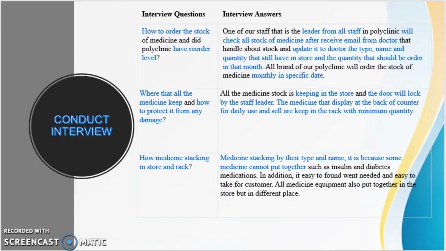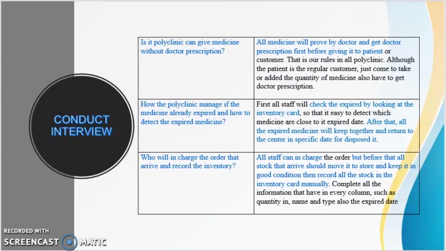The medicine displayed at the back of the counter for daily use and sale is kept in the rack with minimum quantity. How is medicine stocked in the store and rack? Medicine is stocked by type and name, because some medicine cannot be put together. Can the polyclinic give medicine without a doctor's prescription? No, all medicine must be approved by the doctor, and a doctor's prescription is required first before giving it to the patient.